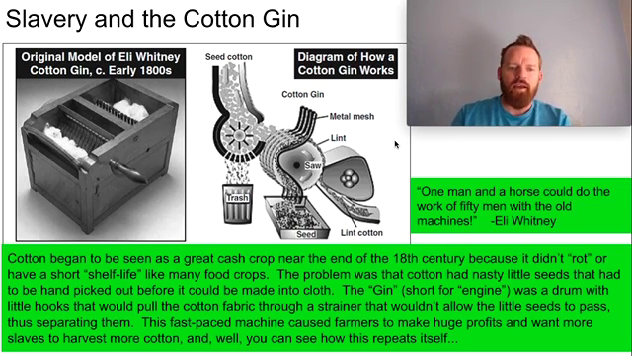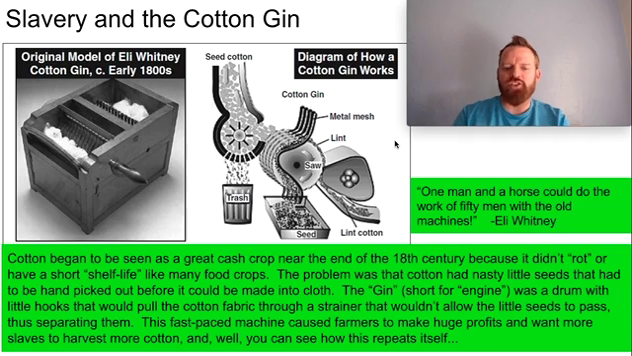So let's read here. Cotton began to be seen as a great cash crop near the end of the 18th century. We know that the 18th century is the 1700s. Because it didn't rot or have a short shelf life like many food crops. The problem was that cotton had nasty little seeds that had to be hand-picked out before it could be made into cloth. The gin, short for engine, was a drum with little hooks that could pull the cotton fabric through a strainer that wouldn't allow the little seeds to pass through, thus separating the cotton from the cotton seeds.